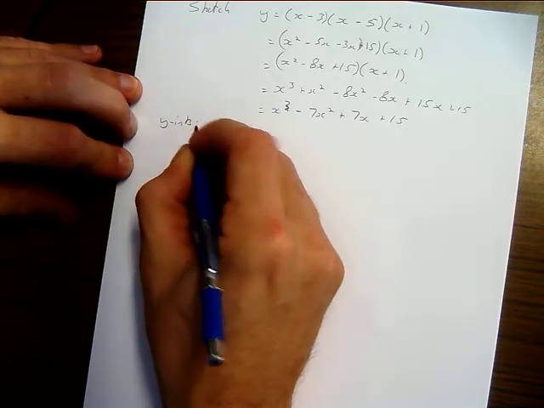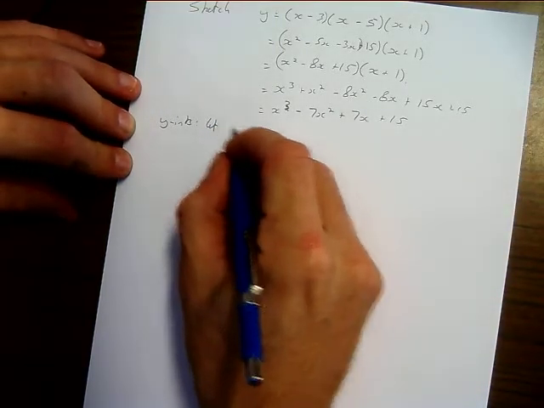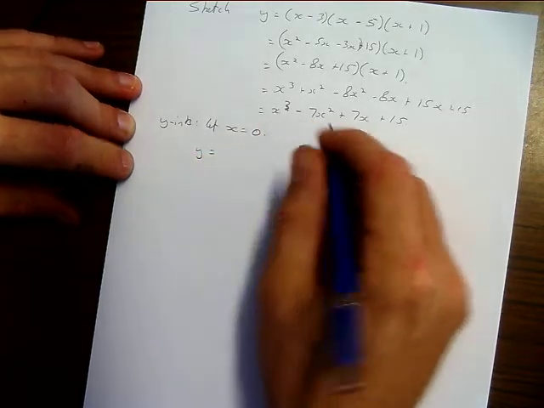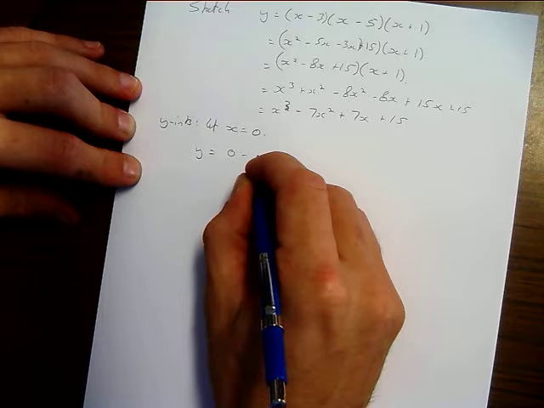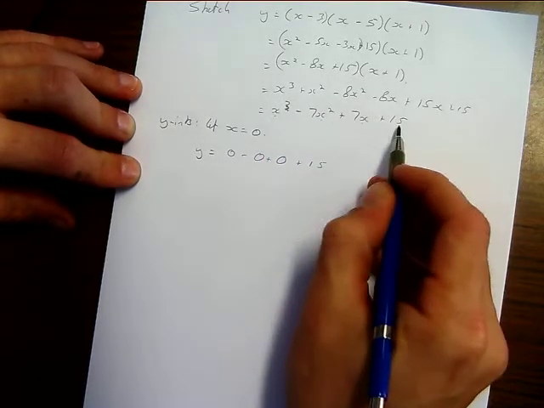Okay, so for sketching, let's start off with the y-intercepts. How do we find y-intercepts? Let x equal 0. So we say y is equal to 0 take 0 plus 0 plus 15, because if all these x's are 0, we're left with our 15.